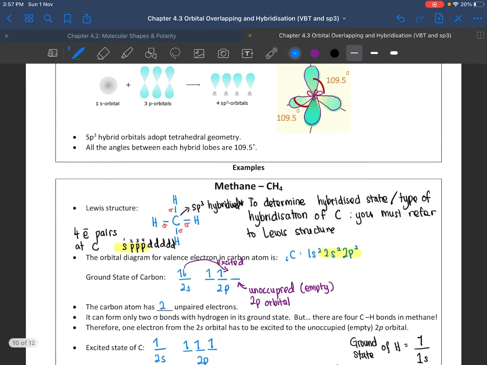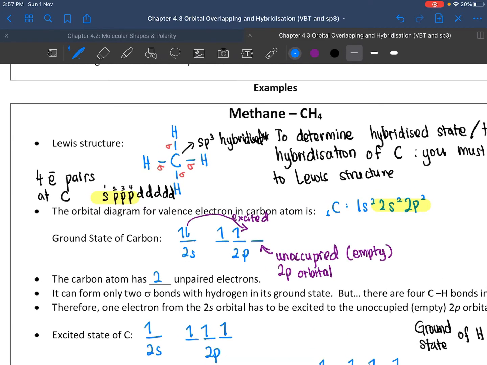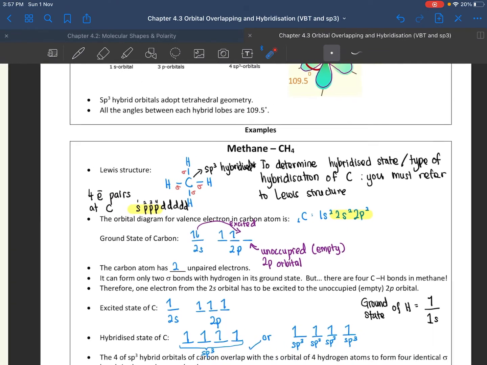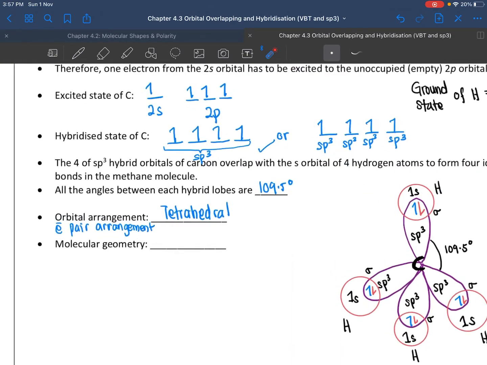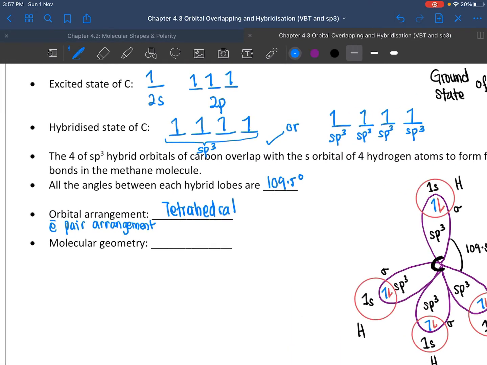Okay. And dekat carbon, there is no lone pair. Okay, there are the 4 electron pair, which is 4 bonding. So, that's mean the molecular geometry dia sama macam electron pair arrangement ataupun orbital arrangement dia, which is tetrahedral juga.